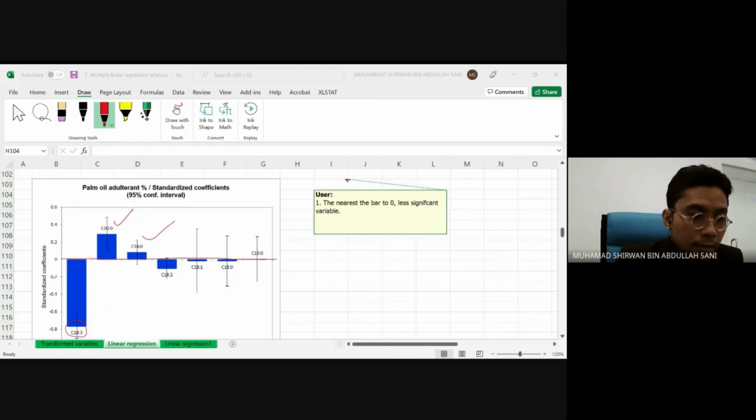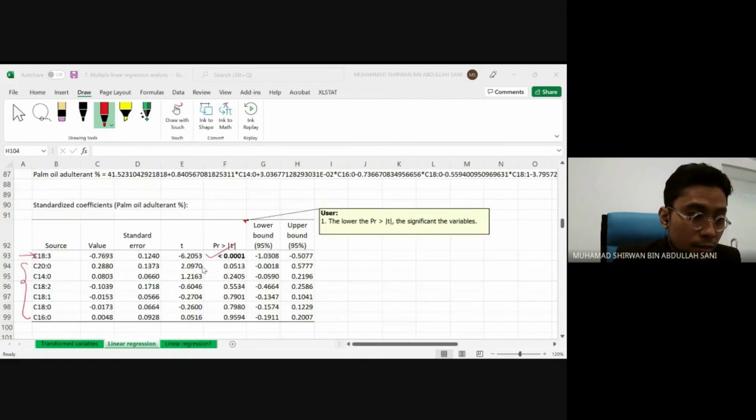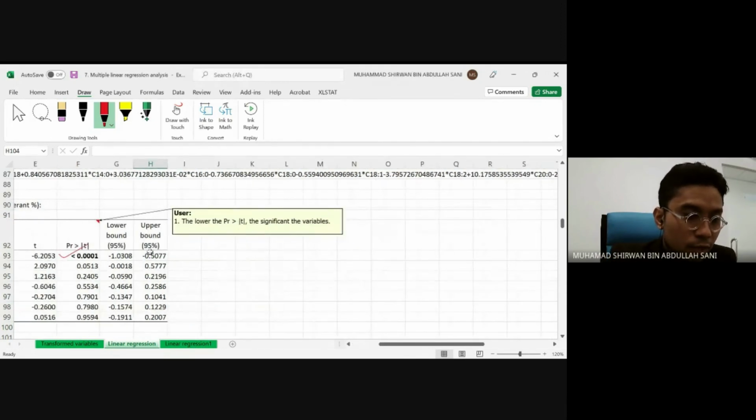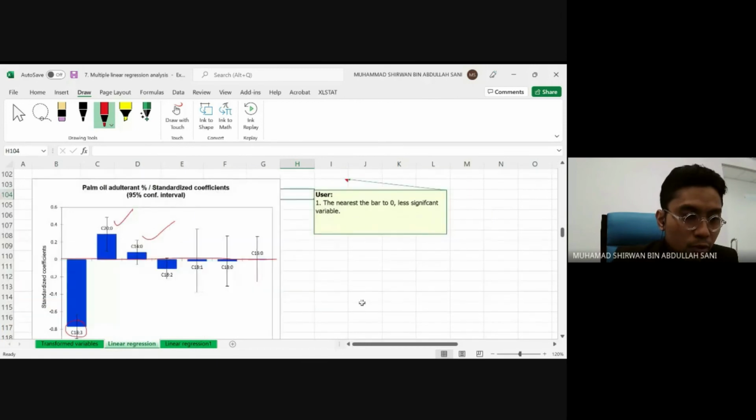Sometimes it is a good option to paste this figure into your thesis or your paper to show the significant variables, instead of just using the table. So you can use any way of doing the explanation. You can use a table, or you can use a more visual diagram like this.